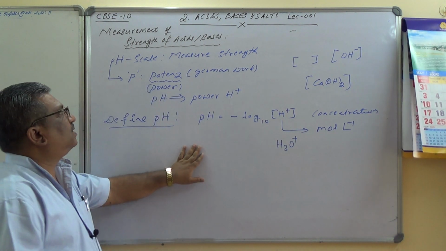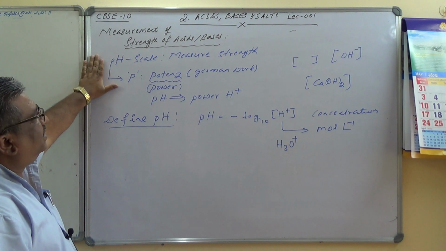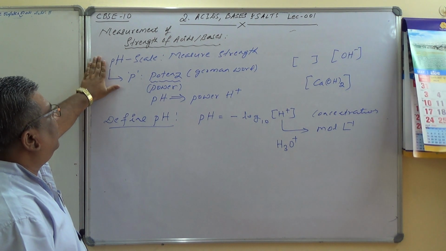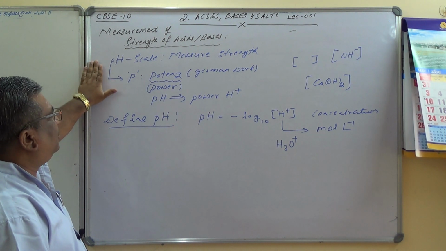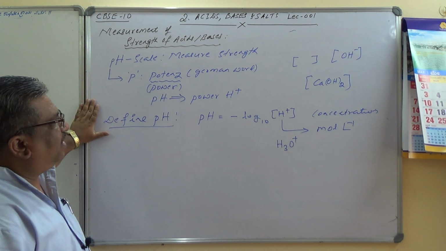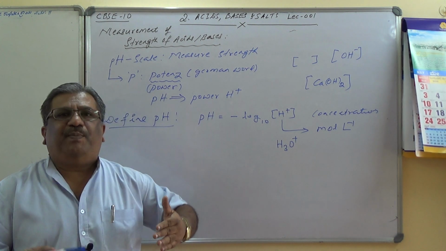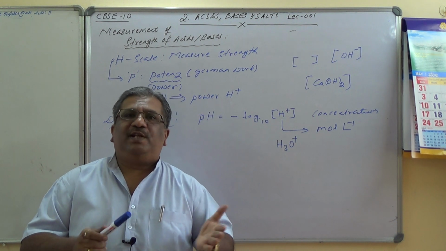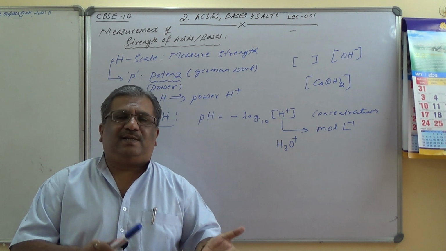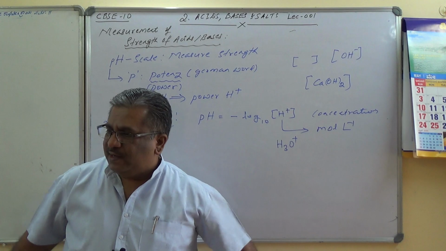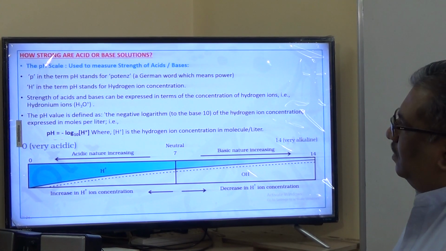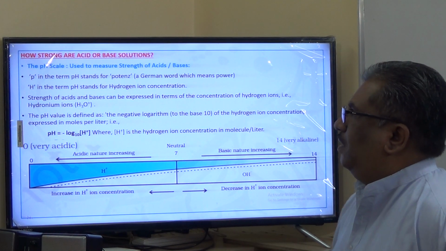So I hope you have understood what is pH. The pH scale we'll see still, but you have understood what is pH here and the definition of the pH. Now let us look at the pH scale and how it is measured on the pH scale, acid, base, how it is measured. Okay, let us look at this slide.